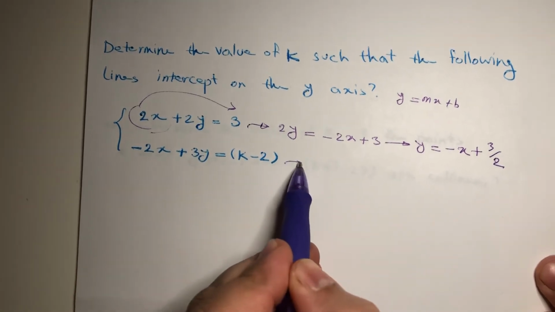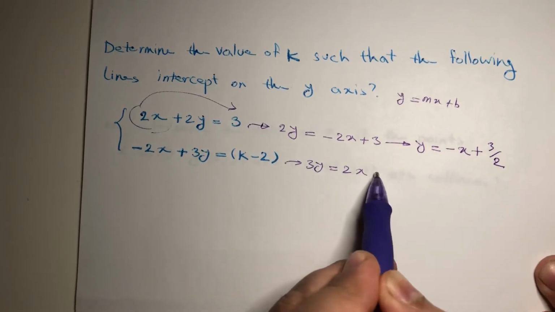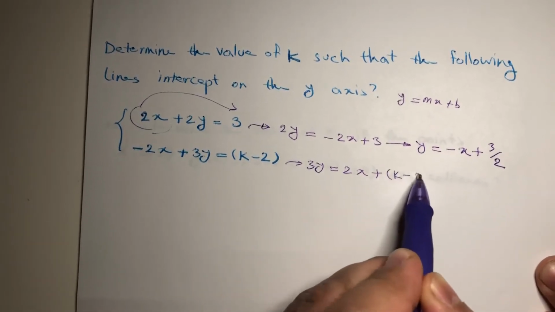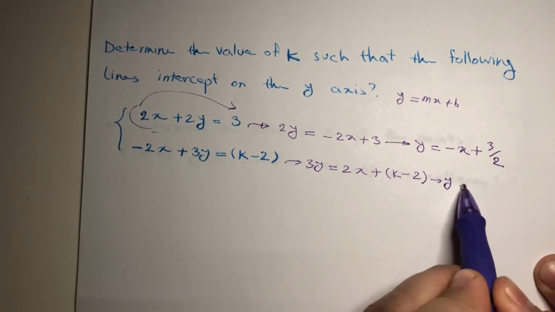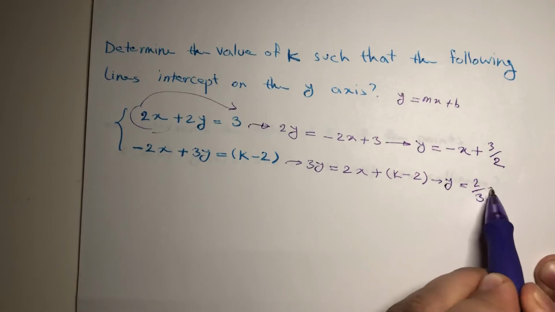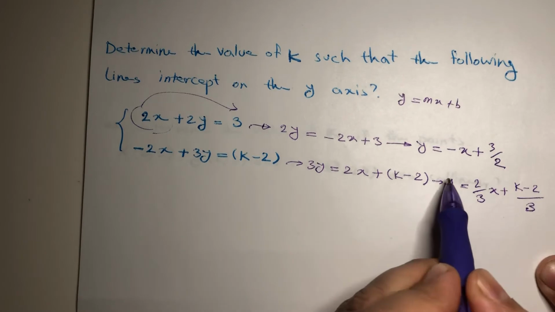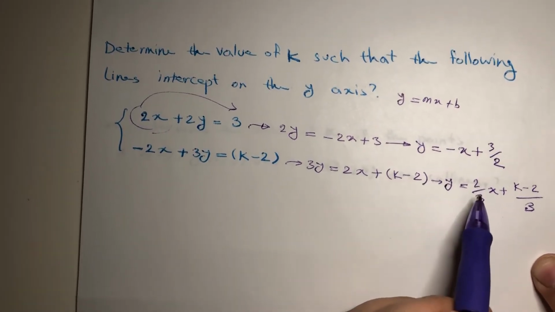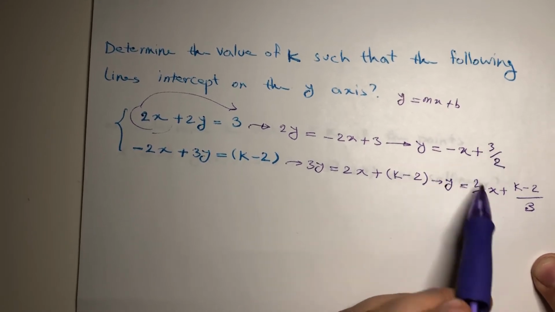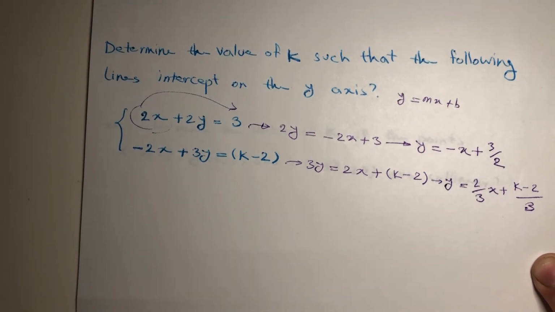The second one, 3y equals 2x plus k minus 2. So we have y equals 2 over 3 x plus k minus 2 over 3. This is now in the standard form. So in order for these two lines to intersect on the y-axis, their y-intercept needs to be the same.